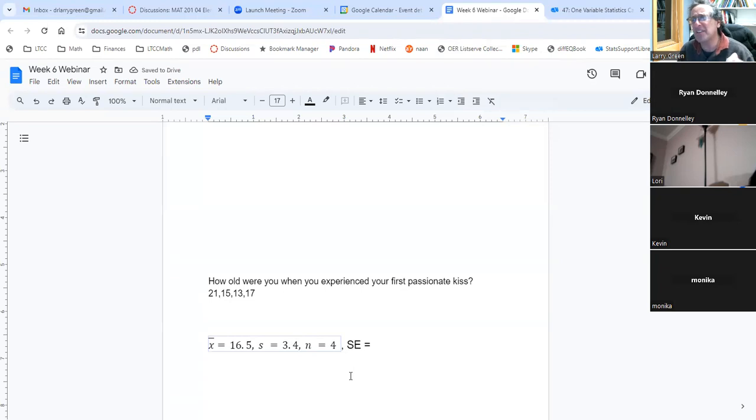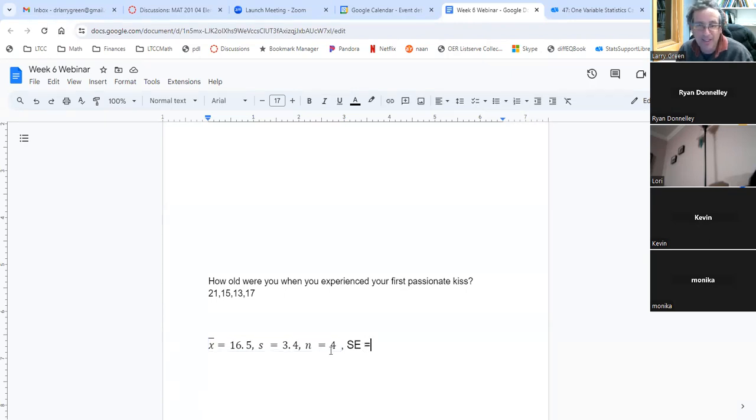The standard error is not the same as S. Okay, it's not the same as S. It was a formula. It was part of the central limit theorem that said the standard error is the standard deviation over the square root of the sample size.